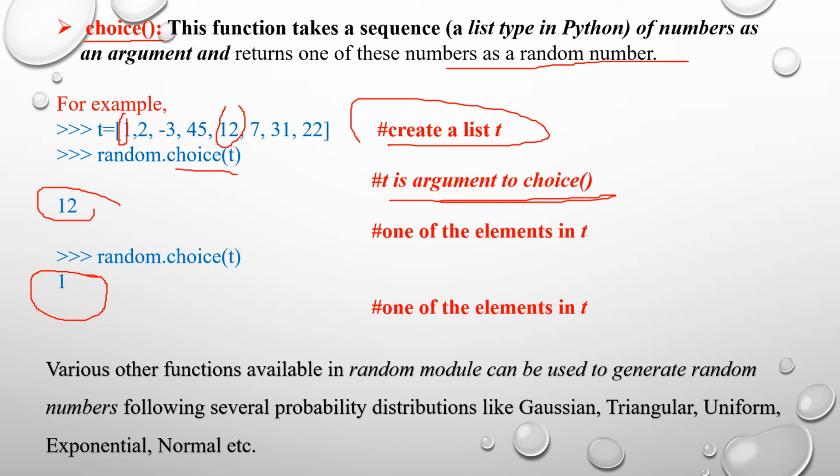In Python, various other functions available in the random module can be used to generate random numbers following several probability distributions like Gaussian, triangular, uniform, exponential, normal, etc.